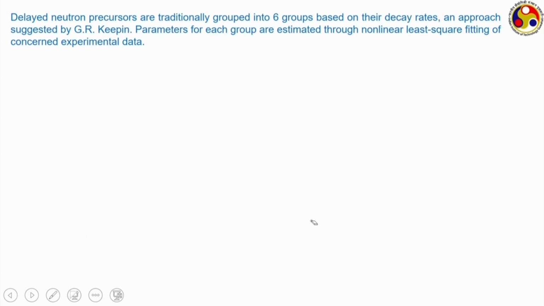Now, there can be several kinds of delayed neutron precursors which are produced during nuclear fission and also subsequent radioactive decays. Like I have shown earlier, the number can be as large as 240 and is still increasing because of newer compounds found in the laboratory. But it is not possible to consider all those isotopes separately.